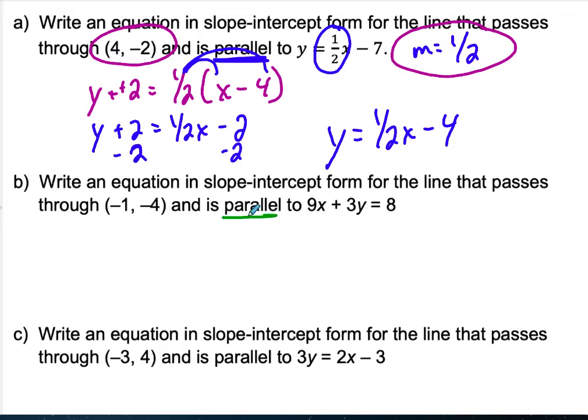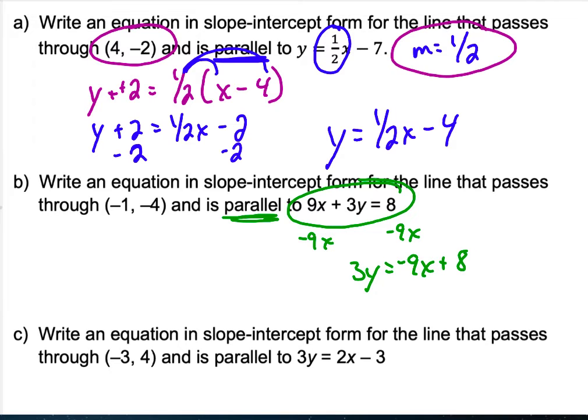Next one. Again, it's going to be parallel, but I got to put this in slope-intercept form. So I'm going to subtract my 9x from both sides and get 3y is equal to negative 9x plus 8. And I'm going to divide both sides by 3. And I get y is equal to negative 3x plus 8/3. Now, it has a little bit of a funky y-intercept, but we don't care.